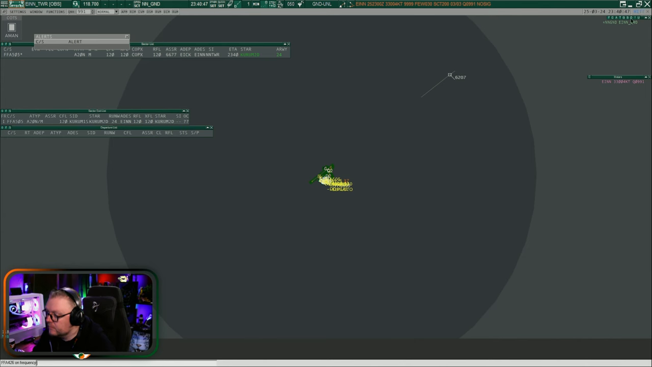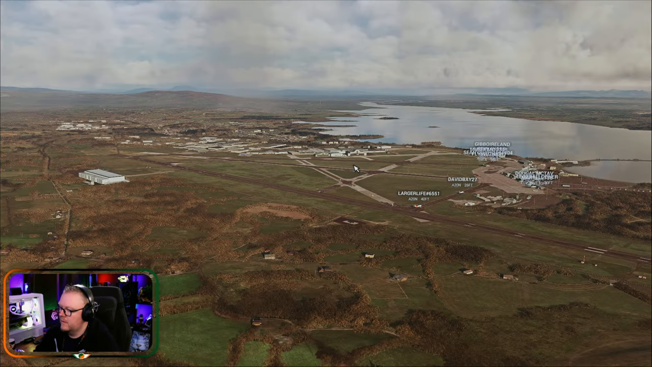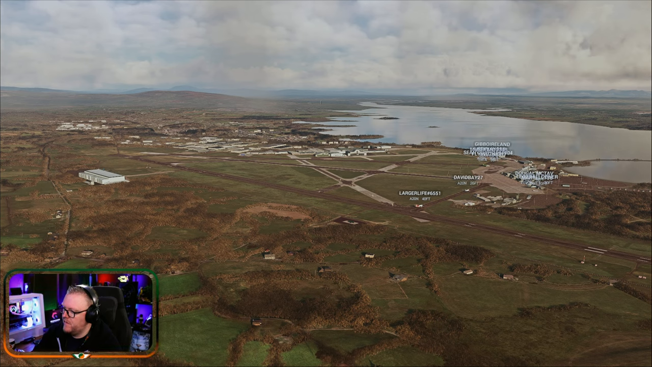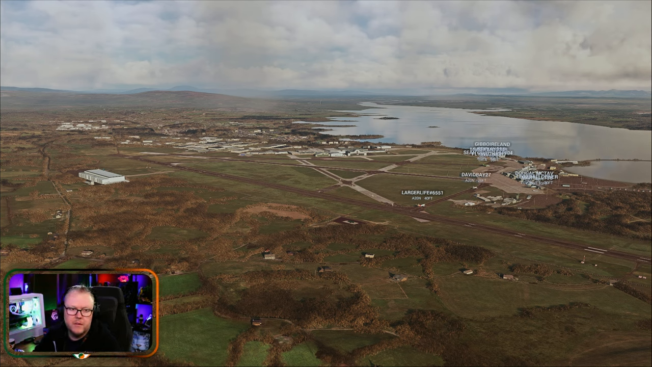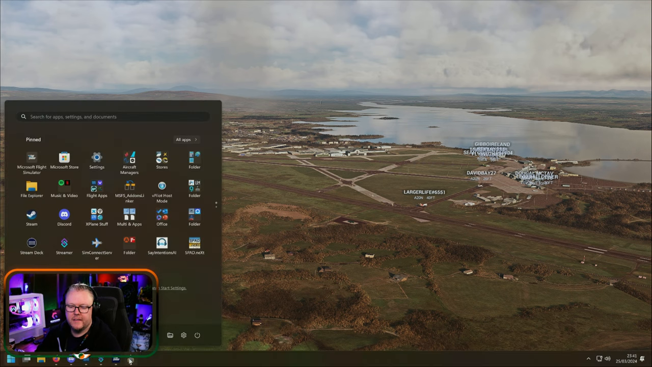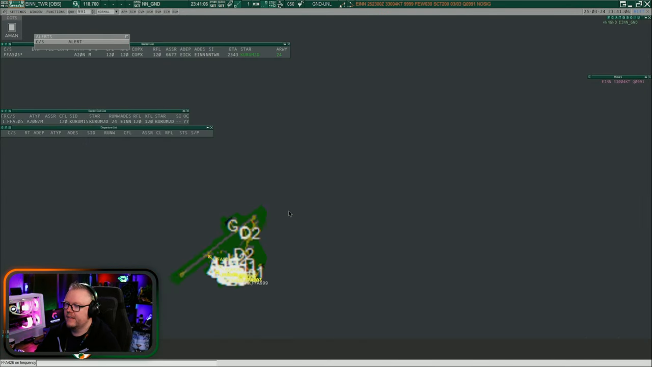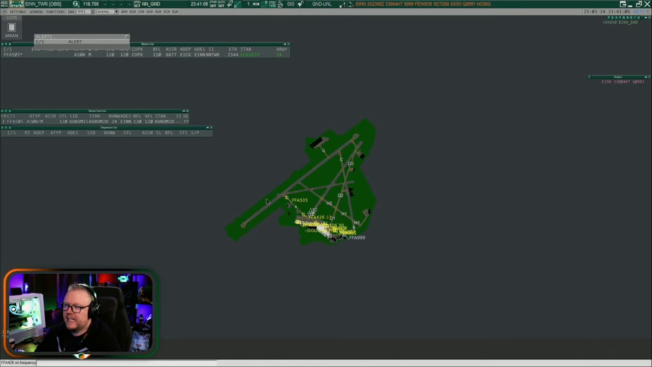Firefly 505, vacated runway, vacated. Request taxi to parking. Firefly 505, contact Shannon Ground on 121.8. Bye-bye. Contact Shannon Ground on 121.8, Firefly 505. Bye-bye.